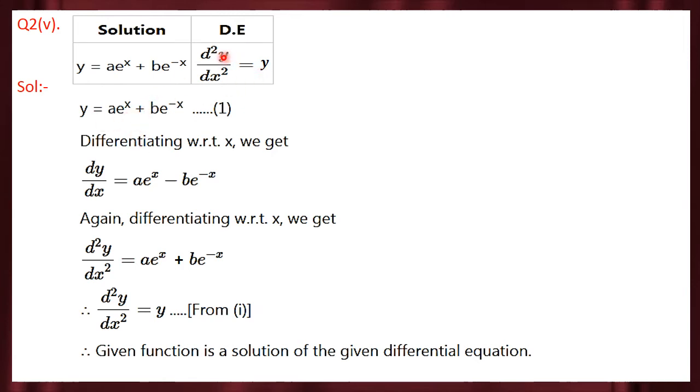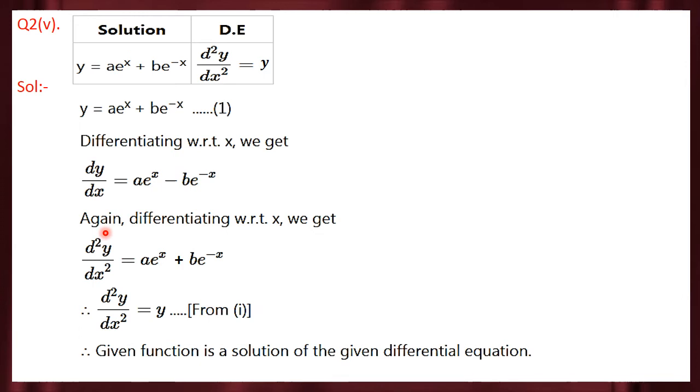Here the second degree differential equation is given, so the second order differential equation is given, so we will differentiate the given function 2 times. First we will differentiate with respect to x. So dy by dx is equal to a into derivative of e raised to x with respect to x, which is e raised to x itself, plus b into derivative of e raised to minus x with respect to x, which is e raised to minus x into minus 1. So that minus 1 is taken here.